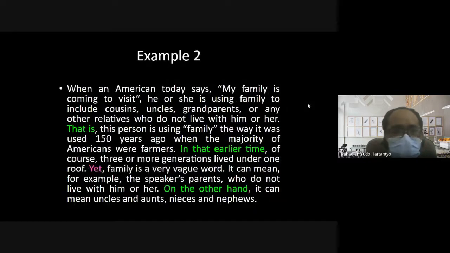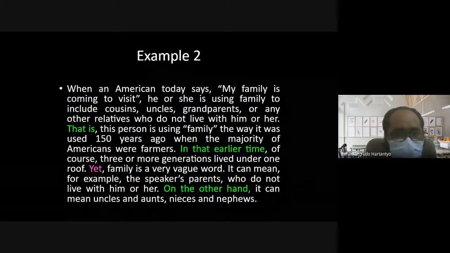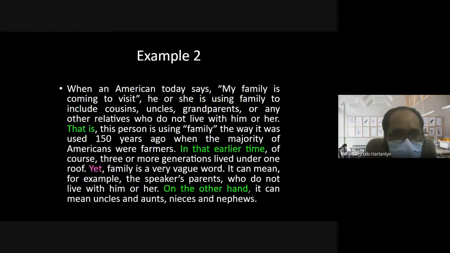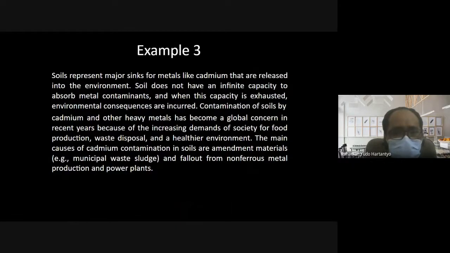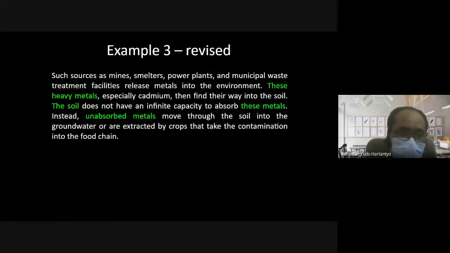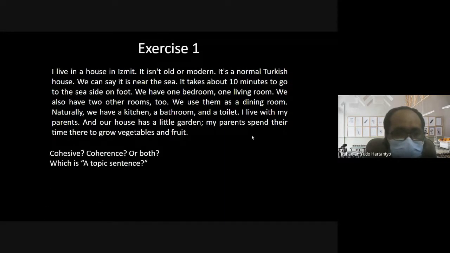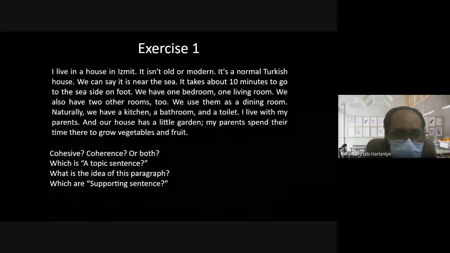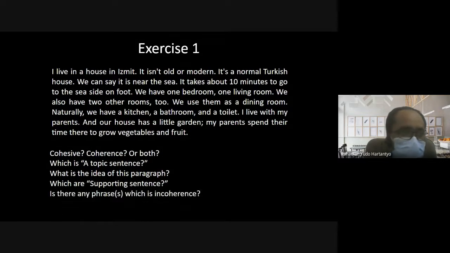Example number two, I think it's the same. Example number three, you can look at it after this lecture. Okay, exercise. I also uploaded an assignment in ELOC. You can check.